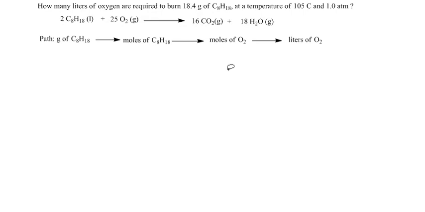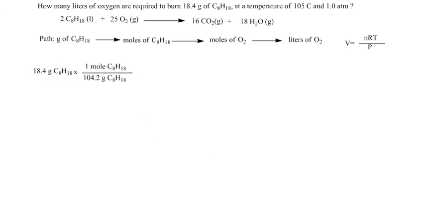Once we have moles of O2, we're going to use the ideal gas law to go to the volume of O2, because we can rearrange the ideal gas law to solve for volume. Once we know the number of moles from our little path here, we're given the temperature and the pressure, we can find the volume. So if we do that, starting with our 18.4 grams of C8H18, we convert that to moles using the molar mass.